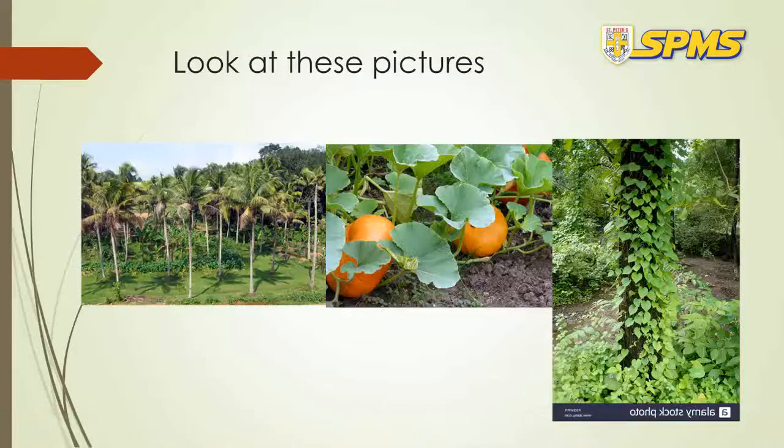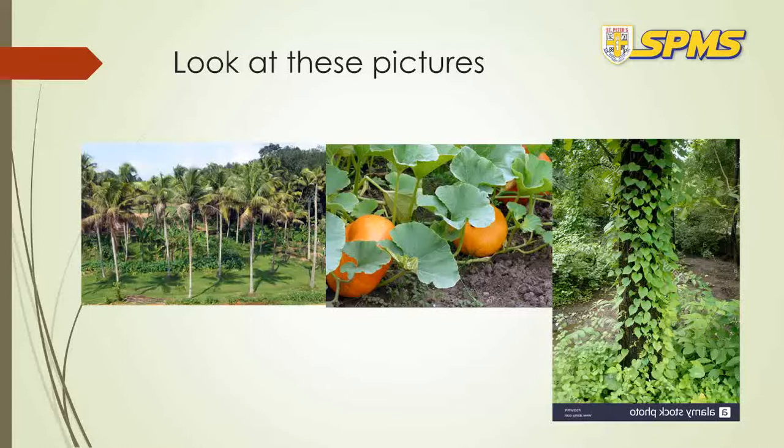These are the three types of plants. The first one, we have the erect plant. You see it standing upright, straight. Can you give me examples of erect plants? The mango tree, very good. The coconut tree, the orange tree, the guava tree, very good.